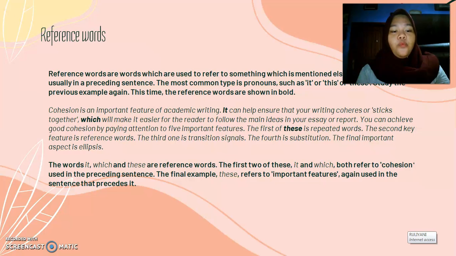The words it, which, and this are reference words. The first two of these, it and which, both refer to cohesion used in the preceding sentence. In the final example, this refers to important feature, again used in the sentence that precedes it.